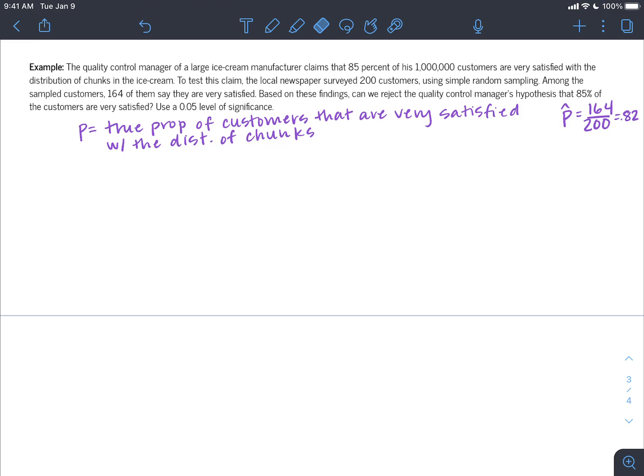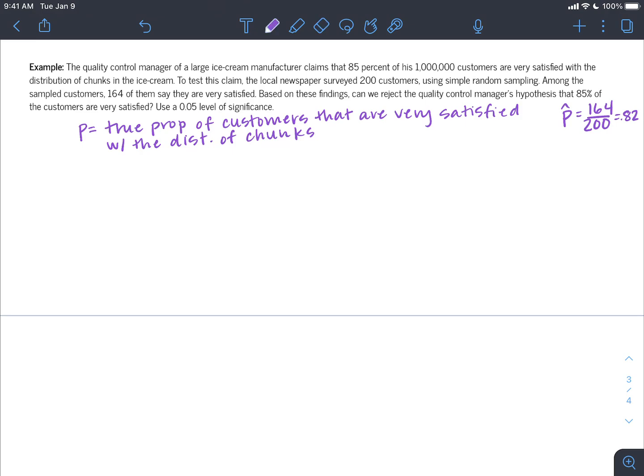So based on this finding, can we reject the quality control manager's hypothesis that 85% of the customers are very satisfied? And we're going to use an alpha of 0.05. So I went ahead and defined the parameter here, P, that's the true proportion of customers that are very satisfied with the distribution of chunks. And I went ahead and calculated P hat for us. We'll need that later on. Notice that it is about 82% of the sample that were satisfied. So not a very big difference from 85%, but it is a difference.